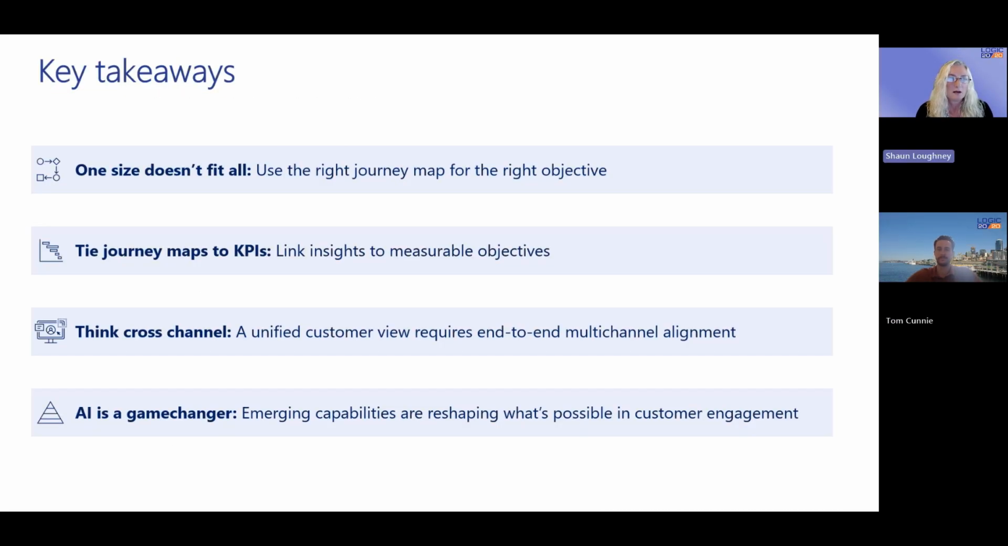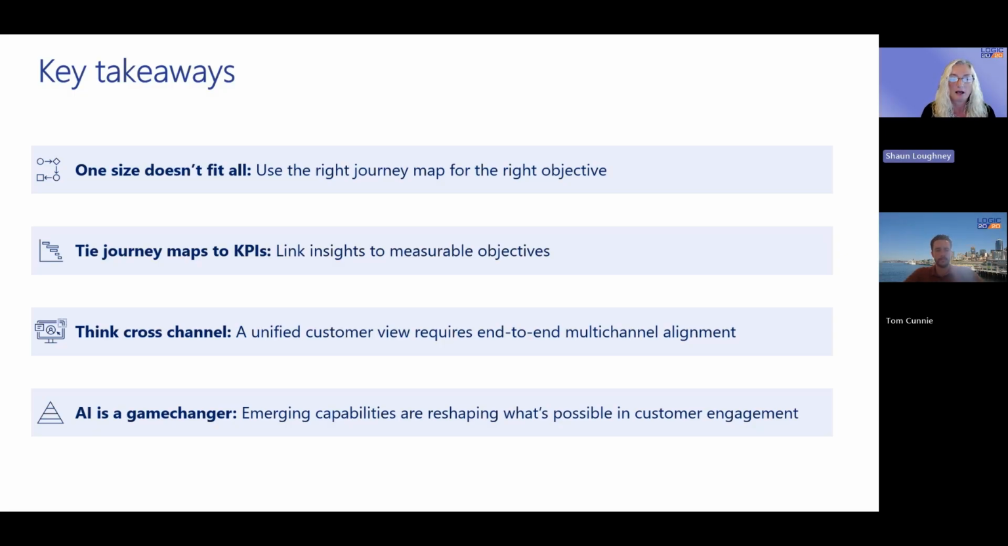Thank you, Tom. So some of the things that you learned today: one size doesn't fit all. Use the right journey map for the right objective. We learned customer journey maps are good for strategic alignment. Persona maps are good for service improvement, and feature prioritization can be used with your user maps. It is important to tie your journey map to KPIs. Link insights to measurable objectives. Be sure to select the KPIs that are relevant for the journey map so that you can monitor your improvements.